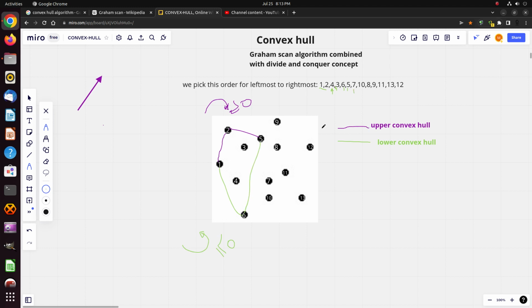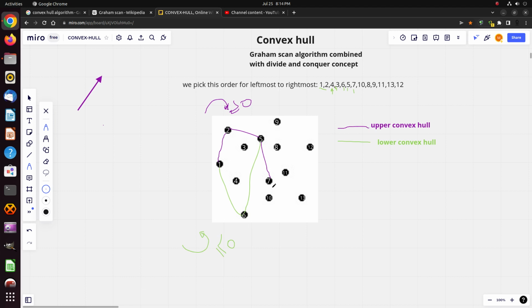Seven. Can we add 7 to the upper hole 1, 2, 5? We have to compute the rotation of 7 with respect to 2, 5, positive. So we add 7.